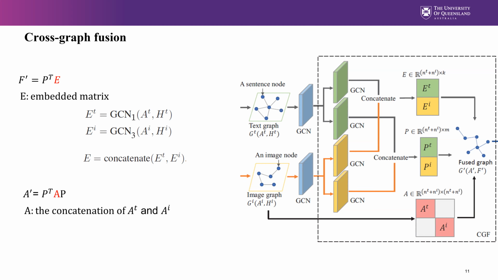Under this fusion strategy, a soft assignment is learned to integrate the images and the text of the social news. The GCN is used for mining the intra-correlations within each modality in the method, and the cross-graph fusion strategy is used for mining the inter-correlations between multiple modalities.